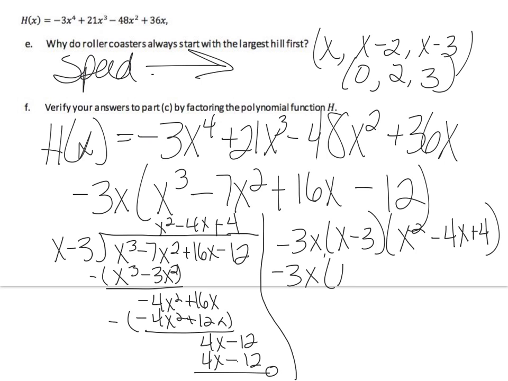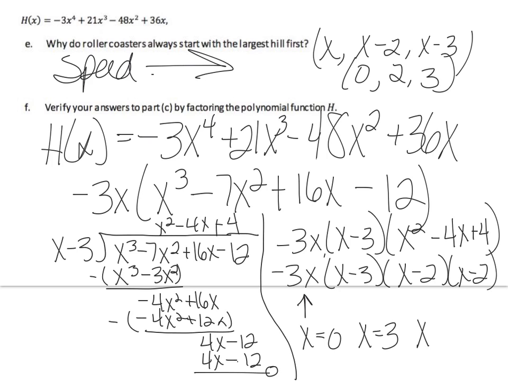So negative 3x, x minus 3, and this goes to x minus 2, x minus 2. So now we have all of our answers. Okay, this first term gives me x equals 0. The second is x equals 3, and the last two are x equals 2, multiplicity of 2. Okay, verify your answers to part C by factoring the polynomial. Check.